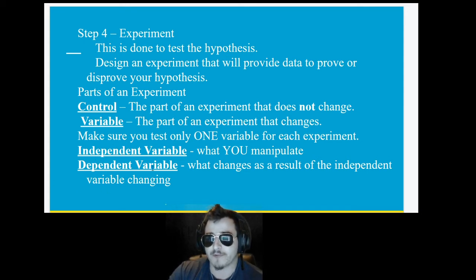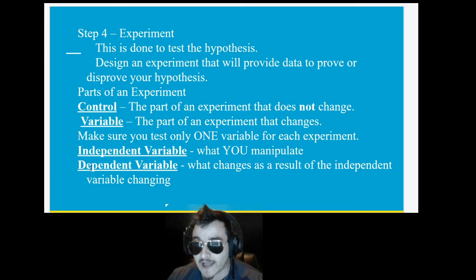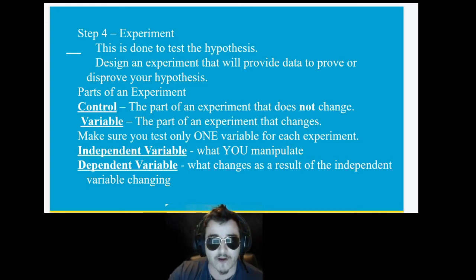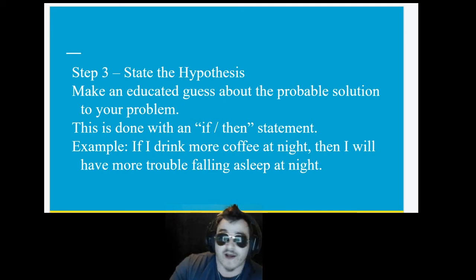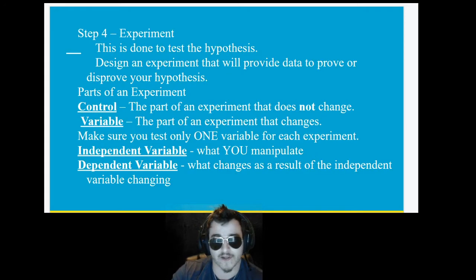And the dependent variable is what is changing as a result of the independent variable changing. So what depends on something else? If we're going back to my original example, how is my sleep at night, or my trouble falling asleep at night? That would be the dependent variable. If I drink X amount of coffee, what happens to the quality of sleep I get, or how long it takes for me to fall asleep? Or if I don't drink any coffee, how long does it take me to fall asleep? That sort of thing. So my sleep depends on the amount of coffee that I'm drinking.